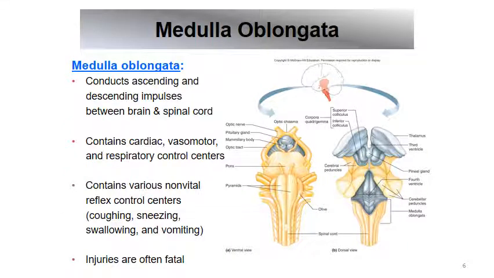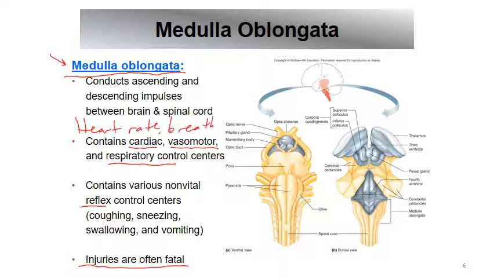And then next, the medulla oblongata. This area of the brain controls our internal organs. If this area is damaged, then it can be life-threatening. This contains the cardiac center, the vasomotor center, meaning it controls our blood vessels, and the respiratory control center. Then it also has these reflex control centers. It says here injuries are often fatal. Okay, so know that our heart rate and our breathing is very much controlled by this area.